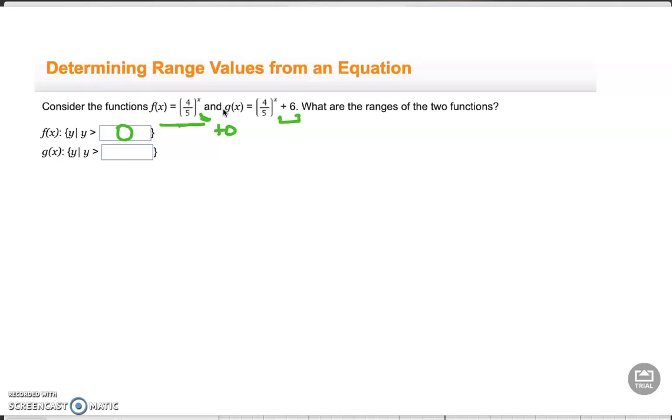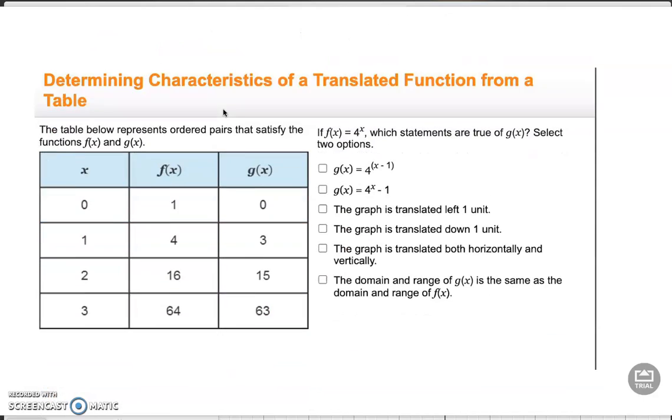Here we've added 6. So we've shifted it what? Up 6. So that goes up 6 units. So that means our y values, or our range and our asymptote, are going to be up 6 units. So y is greater than 6.